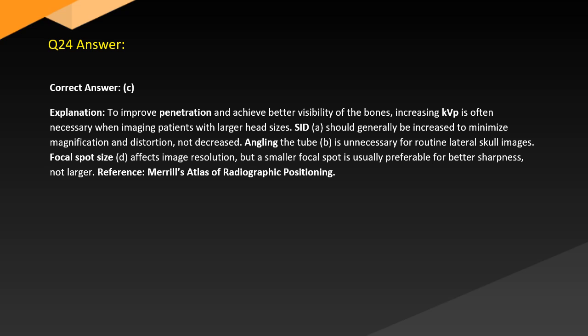Answer. Correct answer, C. Explanation. To improve penetration and achieve better visibility of the bones, increasing kVp is often necessary when imaging patients with larger head sizes. SID (A) should generally be increased to minimize magnification and distortion, not decreased. Angling the tube (B) is unnecessary for routine lateral skull images. Focal spot size (D) affects image resolution, but a smaller focal spot is usually preferable for better sharpness, not larger. Reference: Merrill's Atlas of Radiographic Positioning.